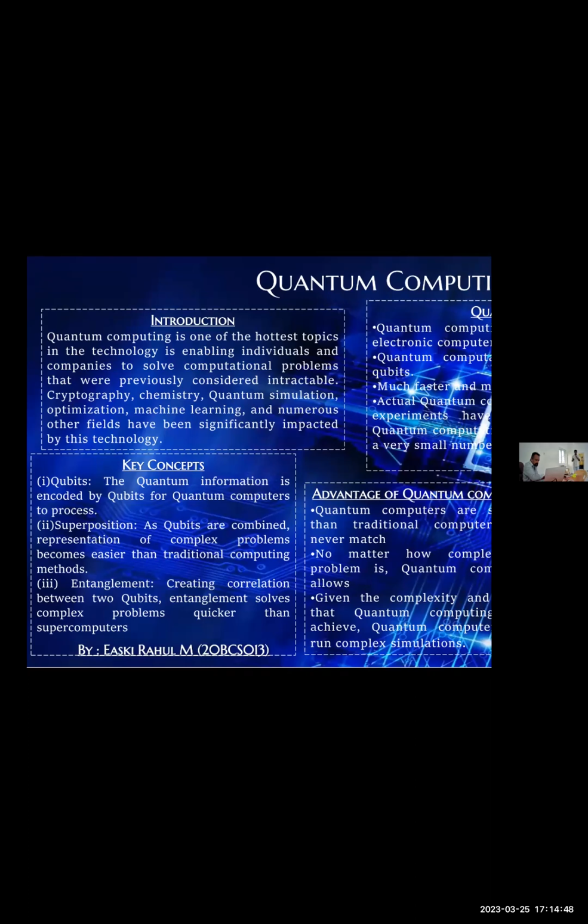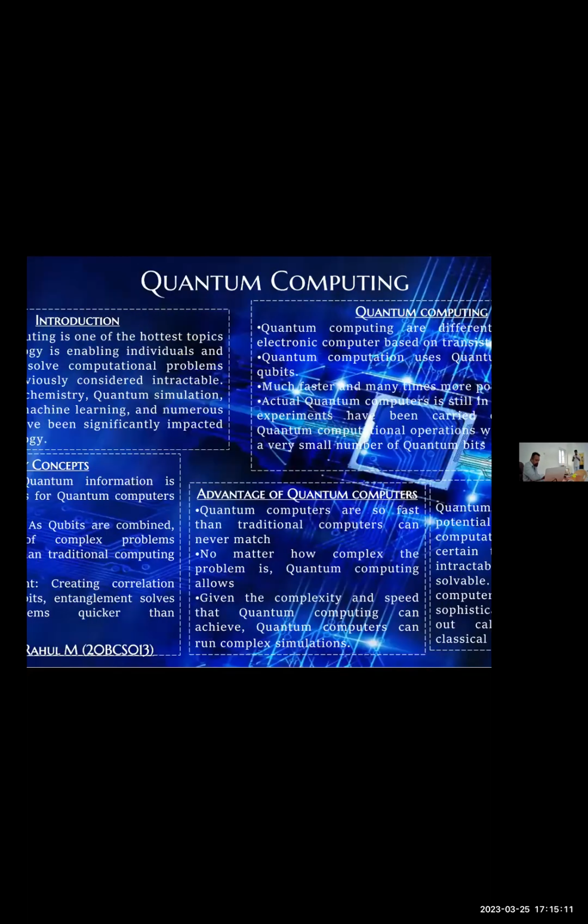That is the time it gives the perfect solution for a problem. Superposition means combining two qubits. It's also easier than traditional computing, and very fast at giving solutions. Entanglement means creating a correlation between two qubits that solves complex problems quicker than supercomputers.